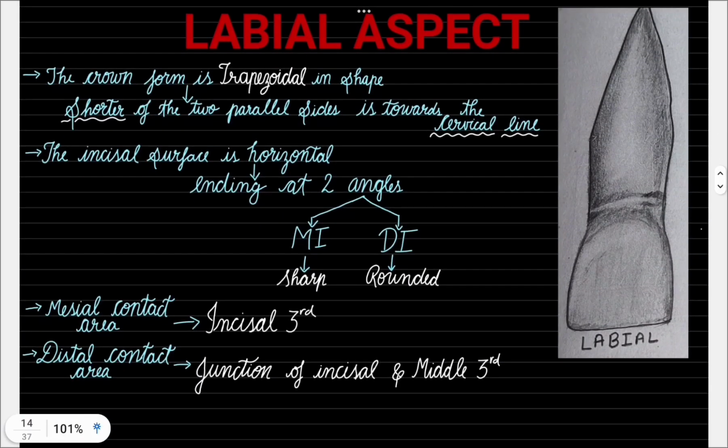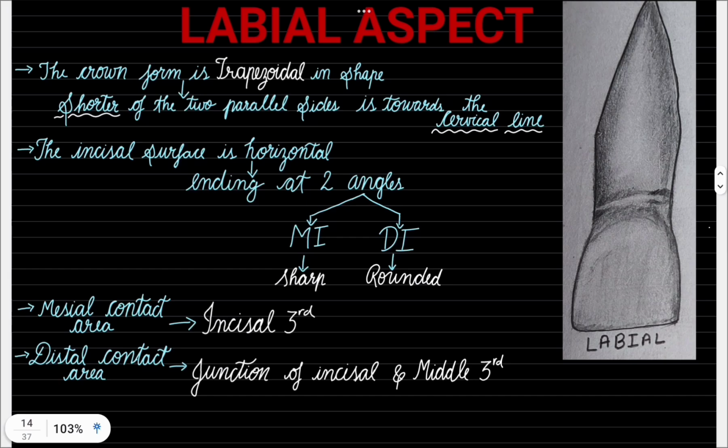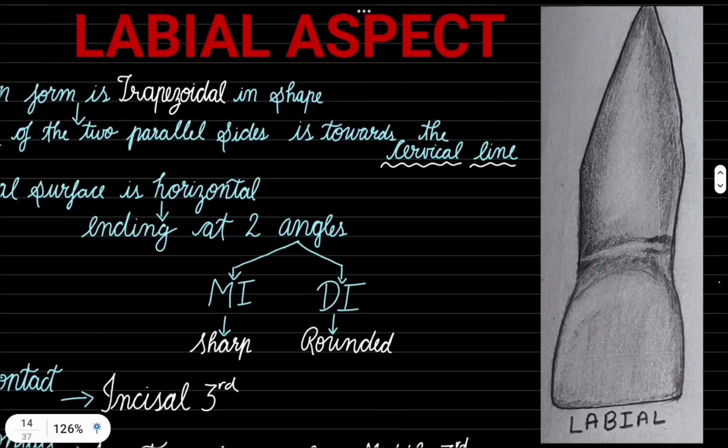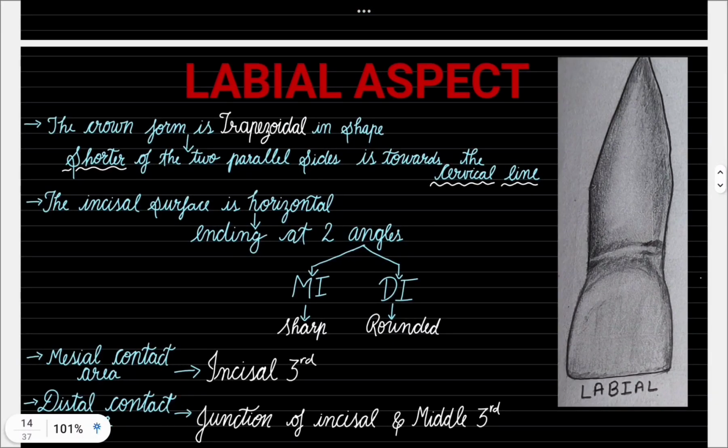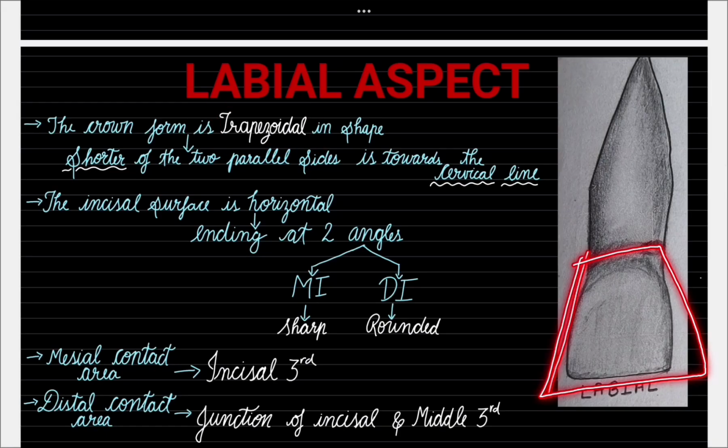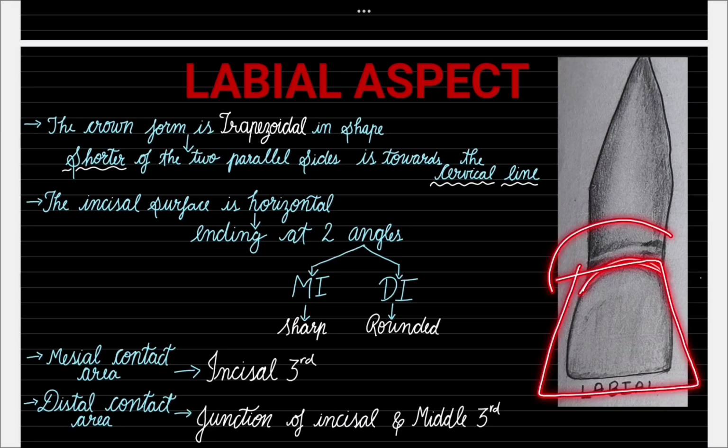So starting with the aspects, first of all we have the labial aspect. So from the labial aspect, the crown is trapezoidal in shape. How? Like this. See, this is a trapezoid. So the crown is trapezoidal in shape. Now as you can see from here, these are the two parallel sides of the trapezoid. So this is the smaller side and this is the larger side. So the smaller side is towards the cervical line. This is the trapezoid and the smaller of the two parallel sides is towards the cervical line.